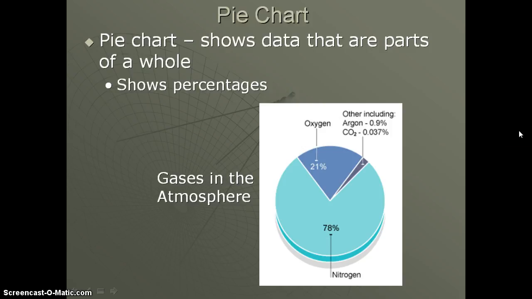We're going to talk about the different kinds of graphs now. So the first ones I'll show you will be ones we won't normally do in this class. We won't be making pie charts too often. With a pie chart, the purpose is to show data that are parts of a whole. Specifically, it shows percentages. So this is a chart of gases in the atmosphere. Nitrogen is 78%. You can see that's a big whole hunk of this circle. Oxygen is 21%. And then you can see this little sliver that are other gases. So this graph is useful because it clearly shows you that most of the atmosphere is made up of nitrogen and oxygen.